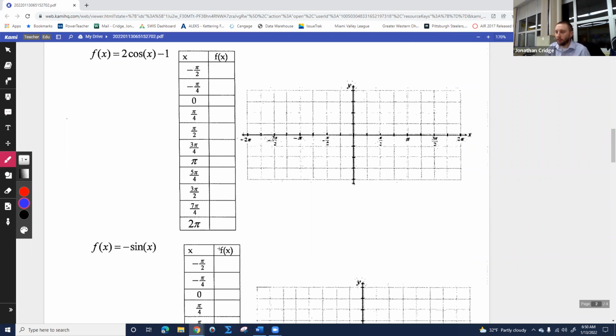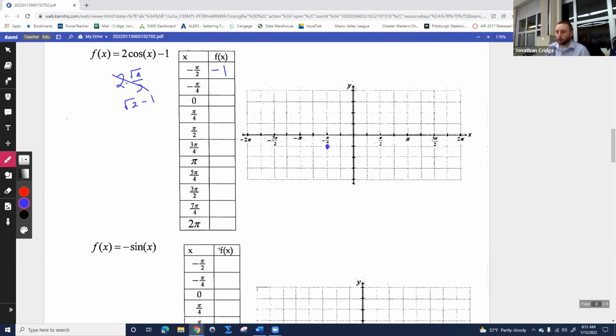So if I plug in -pi/2, cosine of -pi/2 is 0, 2 times 0 is 0, 0 minus 1 is -1. And then I'm going to come over here. This is -pi/2, comma, -1, and just plot a point. Okay. Plug in -pi/4. Cosine of -pi/4 is radical 2/2. So 2 times radical 2/2 is just radical 2.